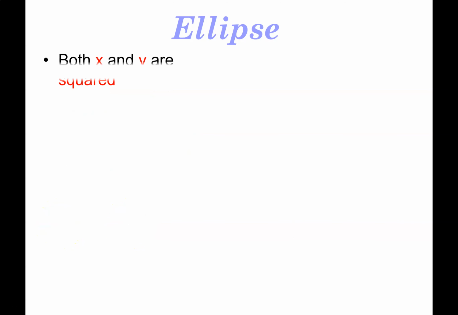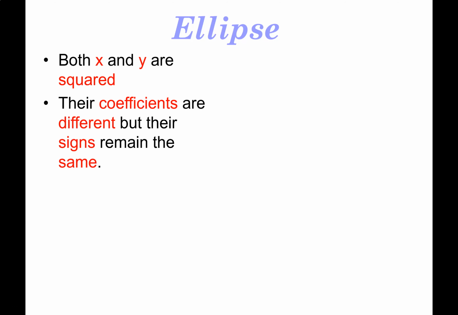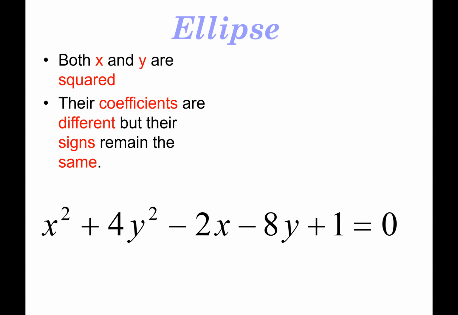Ellipse, things to look out for. X and y are squared. Coefficients are going to be different now. Make sure you copy this. And their signs are going to remain the same. So again, notice that x and y are squared. The coefficients are different. We have a coefficient of 1 for x squared, and we have a coefficient of 4 for y squared. And then we have the same sign. They're both positive.